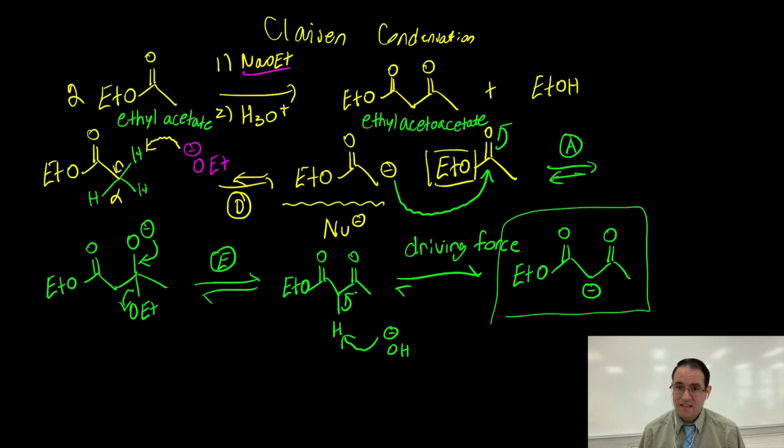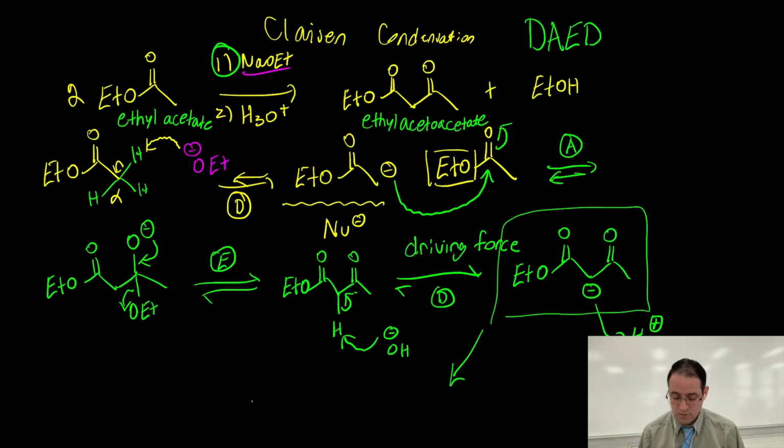So that's all step one, okay? So that's D-A-E-D. And that happens all in step one when you add sodium ethoxide in ethanol solvent with ethyl acetate. You add H3O plus to protonate this and give you the final neutral product.